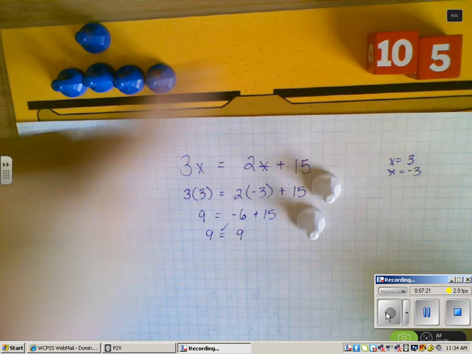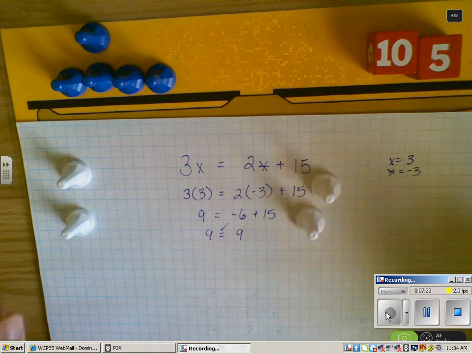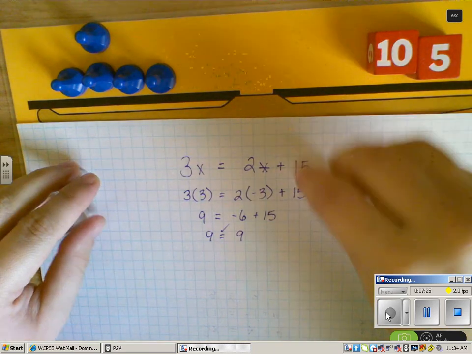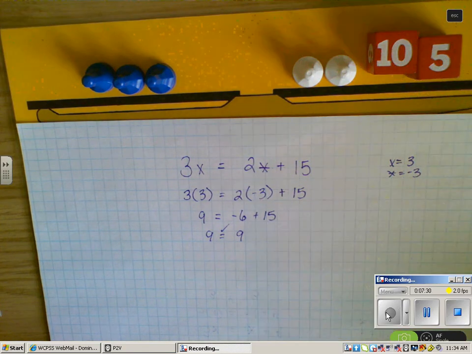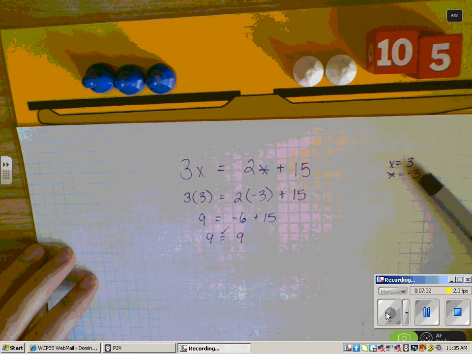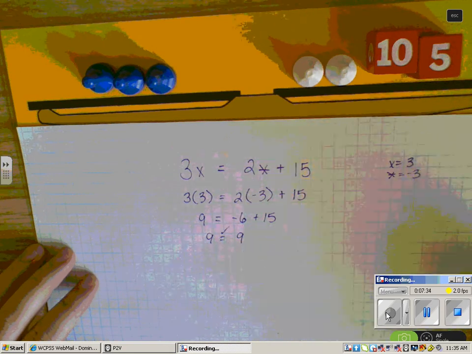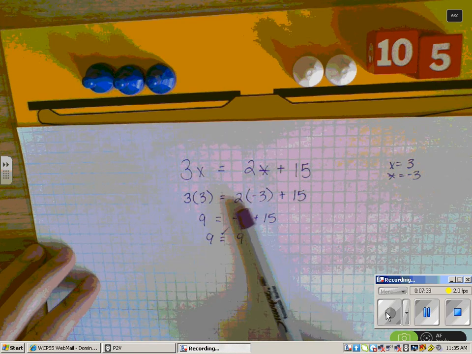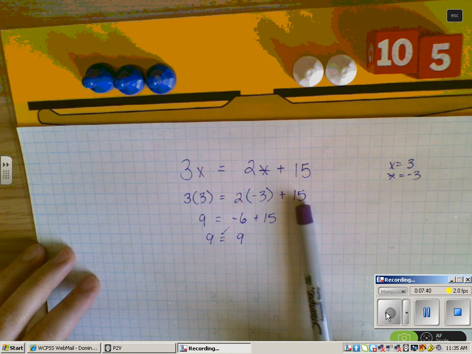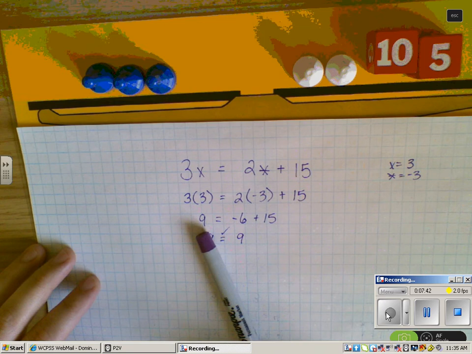Well, 15 divided by 5 is 3. So I'm going to put all my pieces back. I'm going to take away my 2 zeros. If x is 3, then star must be negative 3. Plug it into my equation. 3 times 3 equals 2 times negative 3 plus 15. 3 times 3 is 9.